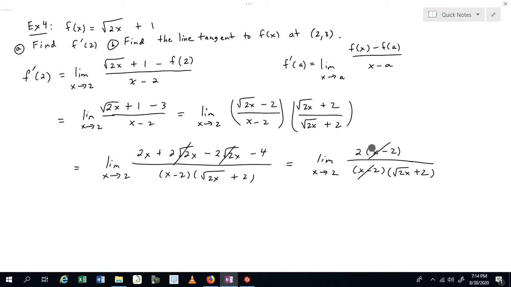When I plug a 2 in, I get 2 divided by, when I plug in 2 into the bottom, it looks like I get square root of 4, which is 2. And then I have 2 plus 2, so that's 4. So I get 2 over 4, which is a half. Okay, so that is the derivative of f evaluated at 2.